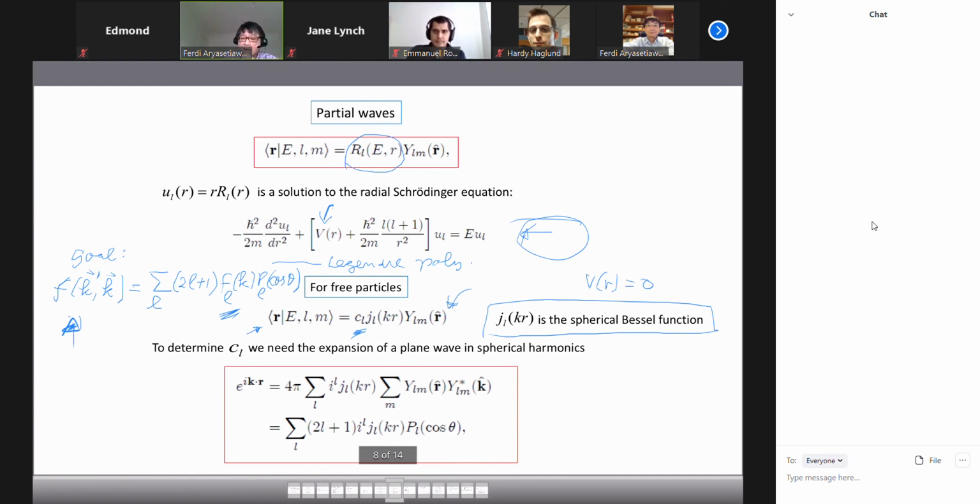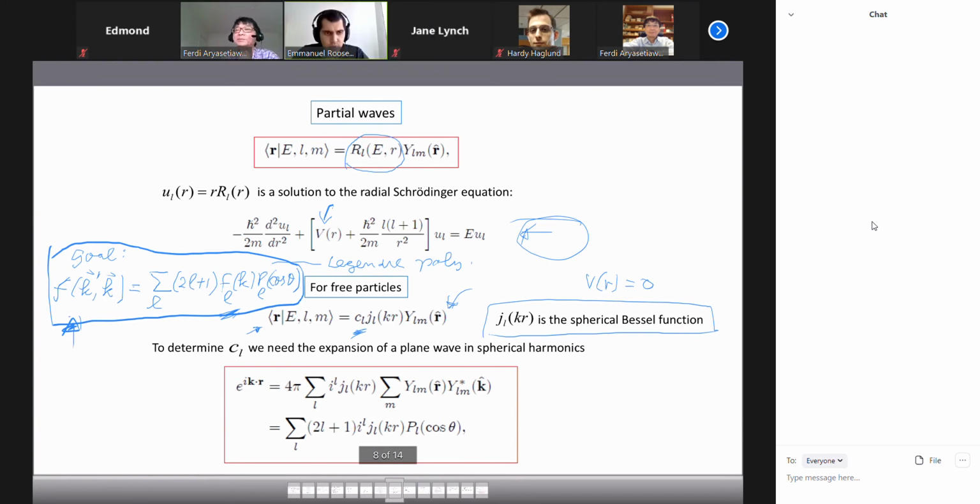So let's have a break here, and then we continue with the derivation of this decomposition of the scattering amplitude. So are there any questions?